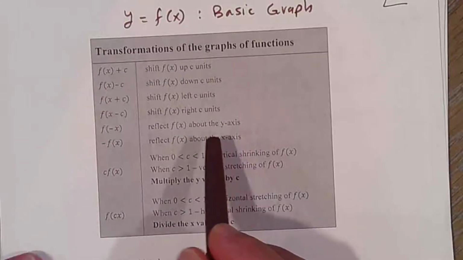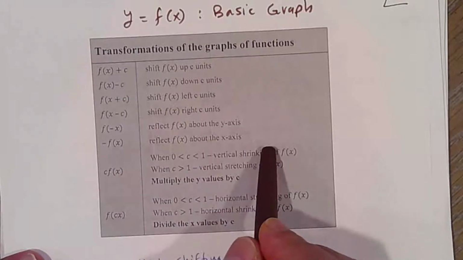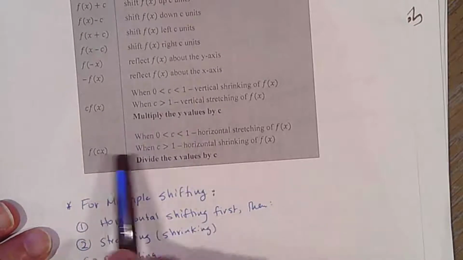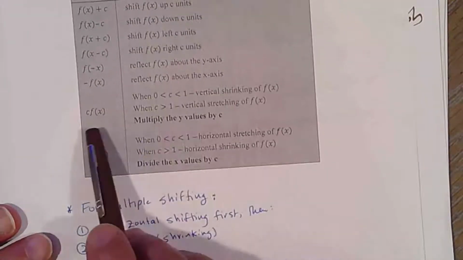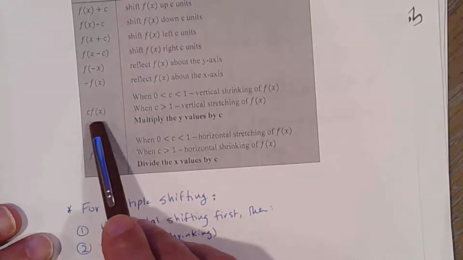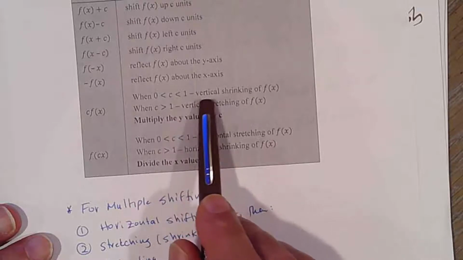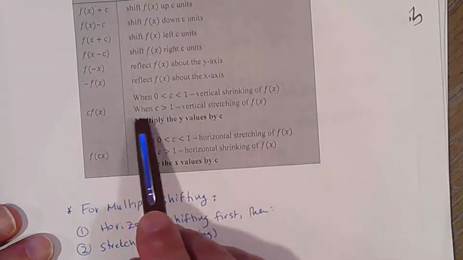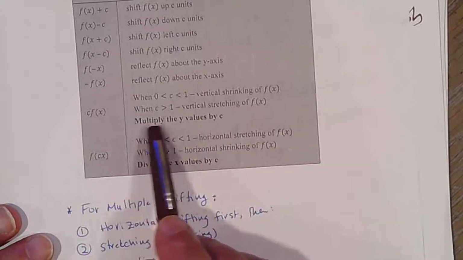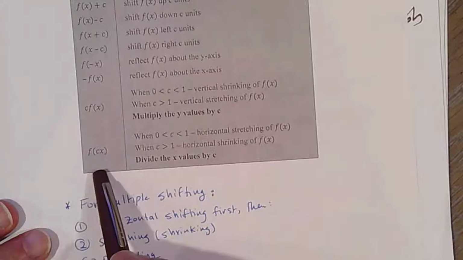We're going to see examples of all these. When you have negative f of x, it's a reflection about the x-axis. Then there's stretching and shrinking. If you have a constant times f of x, like 2x squared or 2 square root of x, if c is between 0 and 1, it's vertical shrinking. And if c is greater than 1, it's vertical stretching of the original function. It's multiplying y values by c. That's what it is.